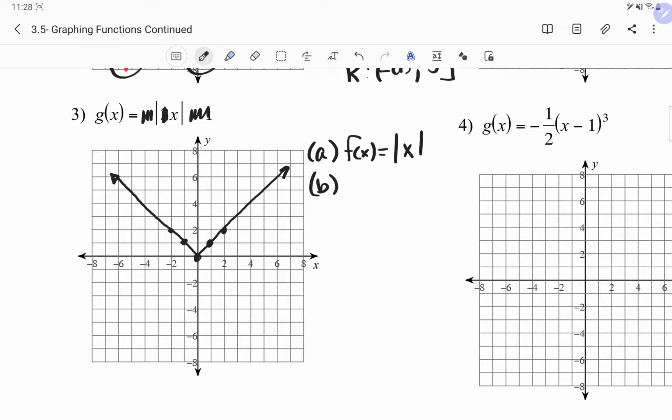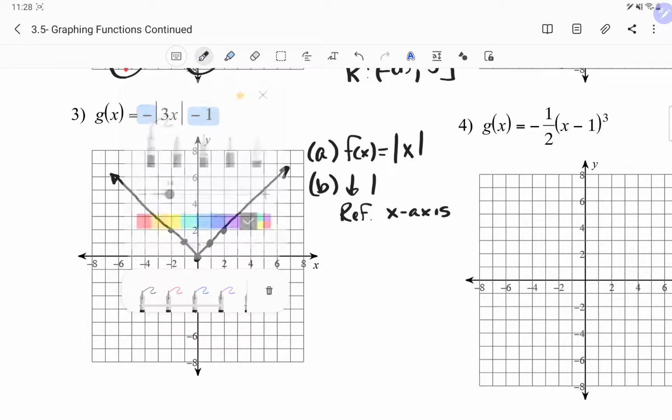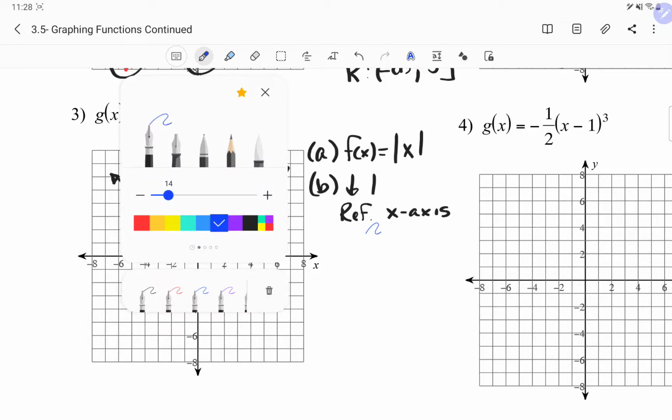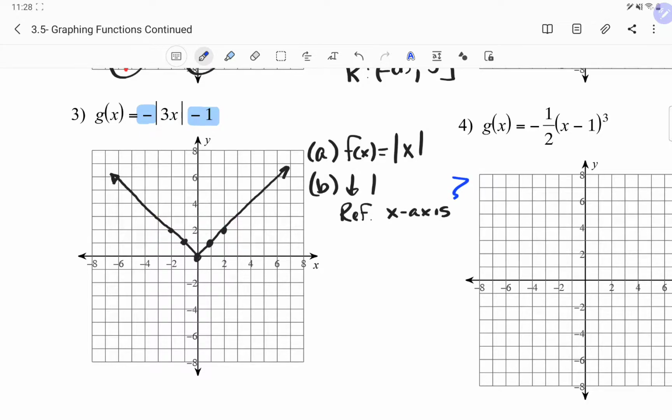Now, part B is to identify what the transformations do. Let's focus on the easy ones first. So the -1 and that negative on the outside. Remember, the -1 is a shift down 1 unit, and that negative on the outside is a reflection. It's a reflection because it's on the outside of the parent function, so it's going to be a reflection over the x-axis. Why don't we do that part first, and then we'll look at what that 3 does.